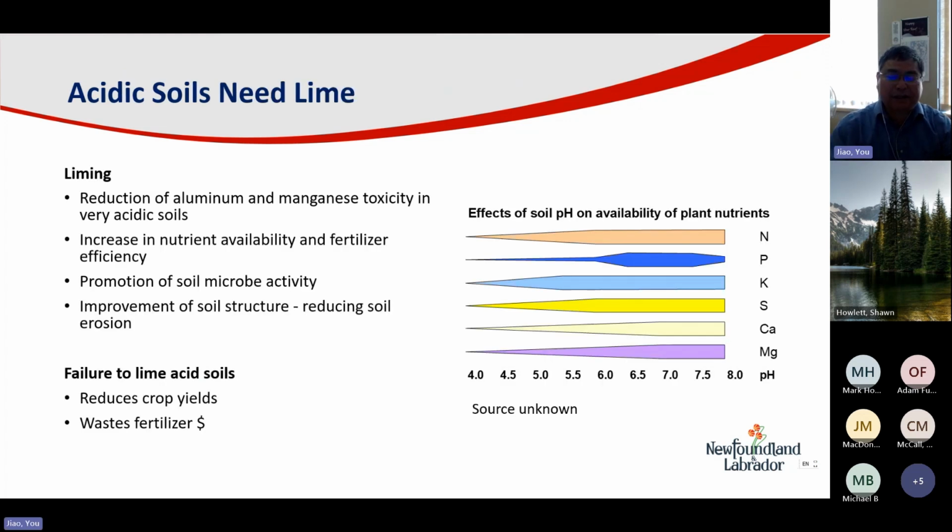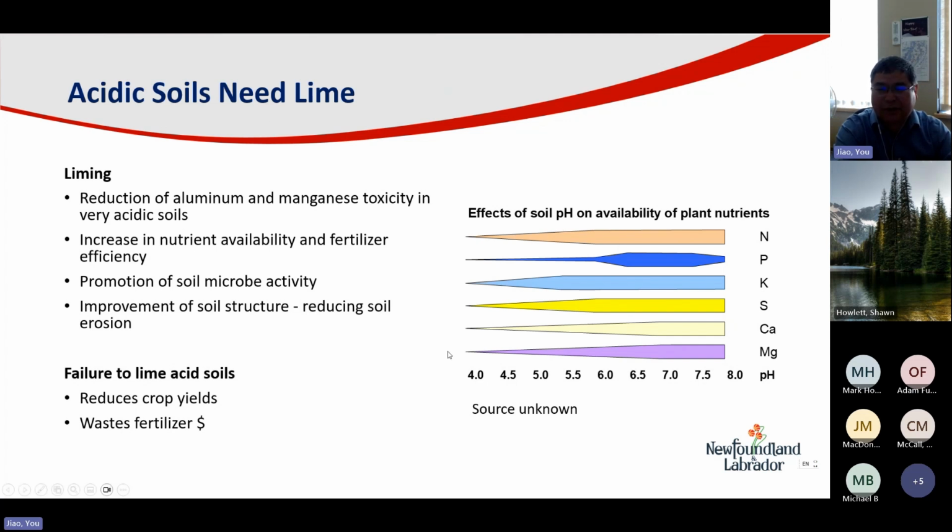And acidic soil needs lime. We need limestone to increase the soil pH. That's why our provincial government has the limestone program. Liming will reduce the aluminum and manganese toxicity, increase nutrient availability and fertilizer efficiency, promote soil microbial activity, and improve the soil structure. A failure to lime acidic soil will first reduce your crop yield, which we don't want to see as a farmer, and waste fertilizer dollars. You put the fertilizer on the land, the pH is low, and the crop won't be able to use it.